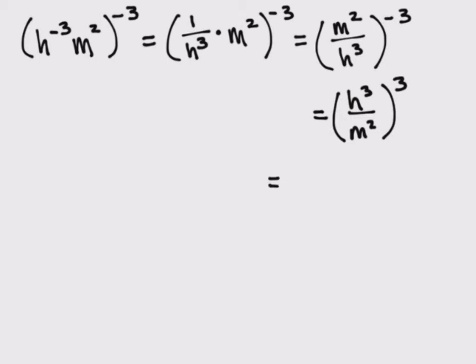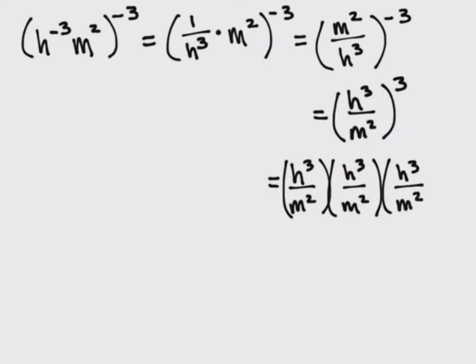And we know what it means to raise something to the third power. It means take that base, in this case, h to the third over m squared, and multiply it by itself 3 times. And we end up with h to the ninth power over m to the sixth power. It's kind of like that 3 as an exponent applied to both the h to the third and the m squared.